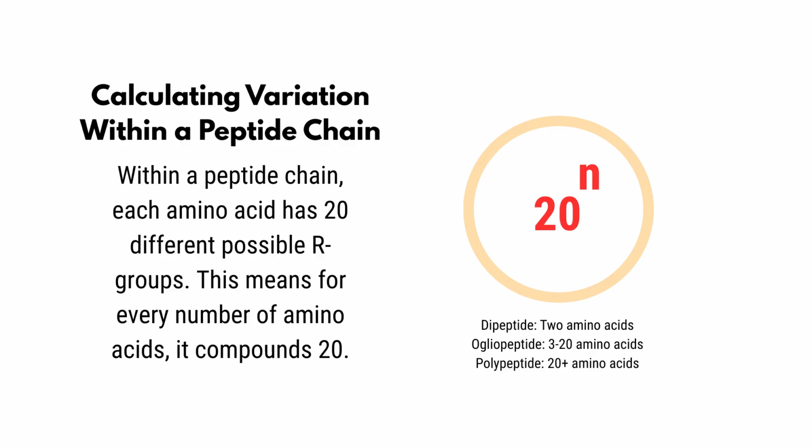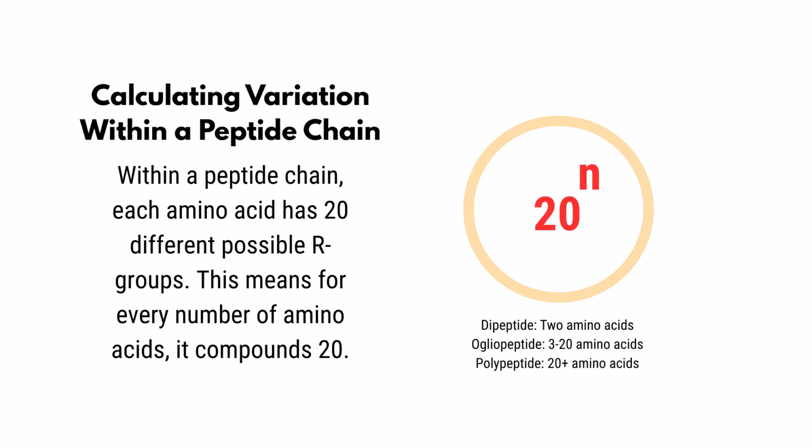Now, as stated earlier, there are 20 different R groups that are possible within each amino acid, meaning that in a peptide chain, each amino acid has 20 different possibilities, meaning that for every number of amino acids, it compounds for 20 different possibilities of new variation. So the equation to find the total amount of variation of a peptide chain would be 20 to the power of n, in which n is the number of amino acids.